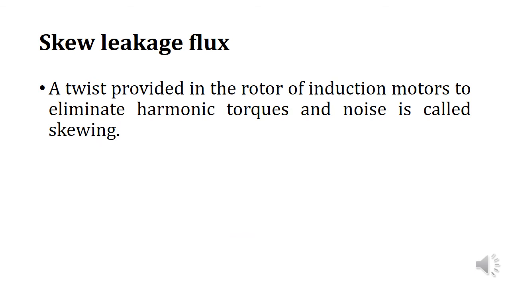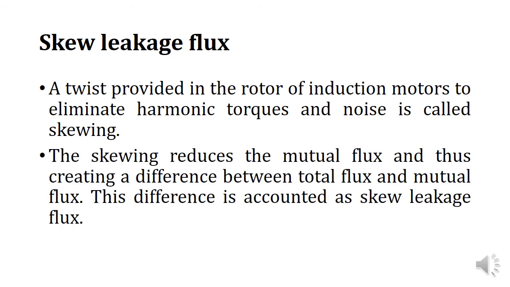Next is skew leakage flux. As you know, in the case of the rotor of an induction motor, there will be a twist provided on the rotor surface. The twist is provided in order to eliminate the harmonic torques and noise, and it is known as skewing. The skewing reduces the mutual flux and thus creates a difference between total flux and mutual flux. This difference is accounted as skew leakage flux.